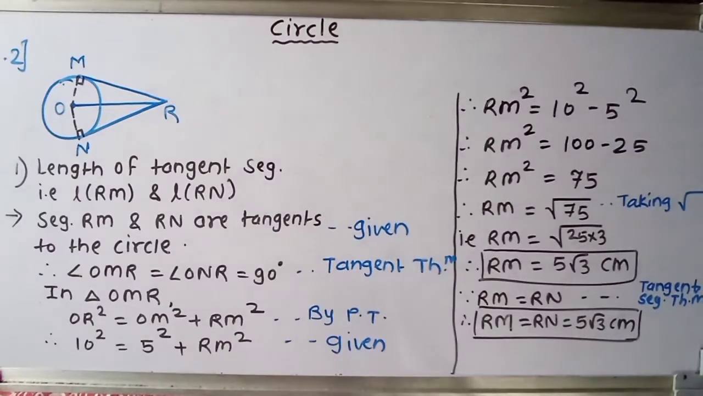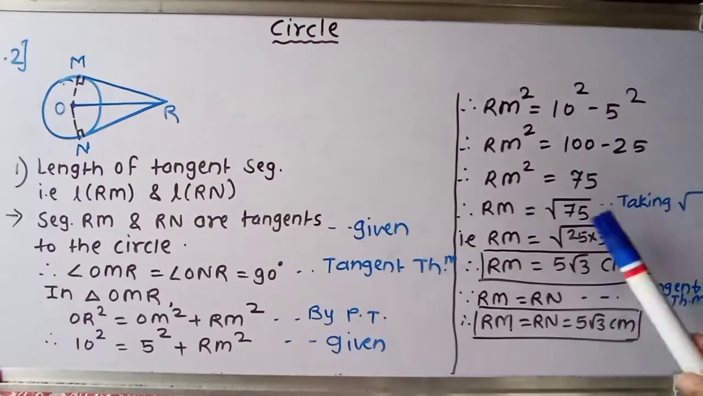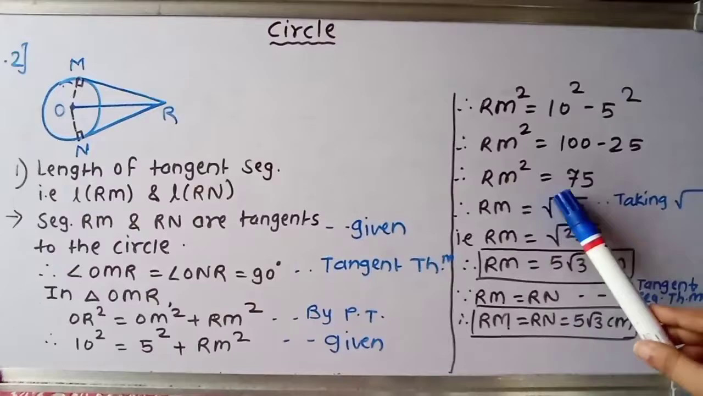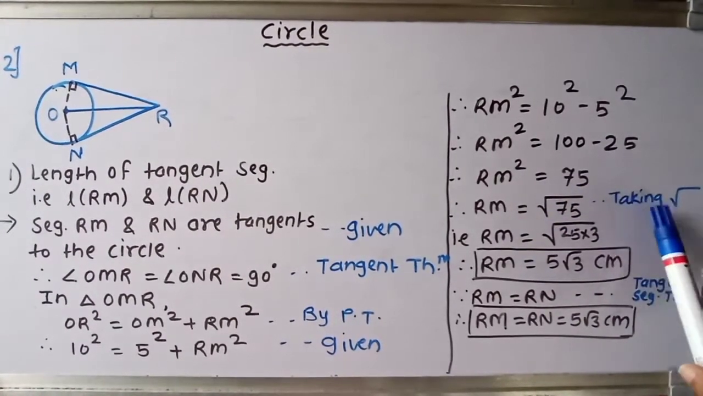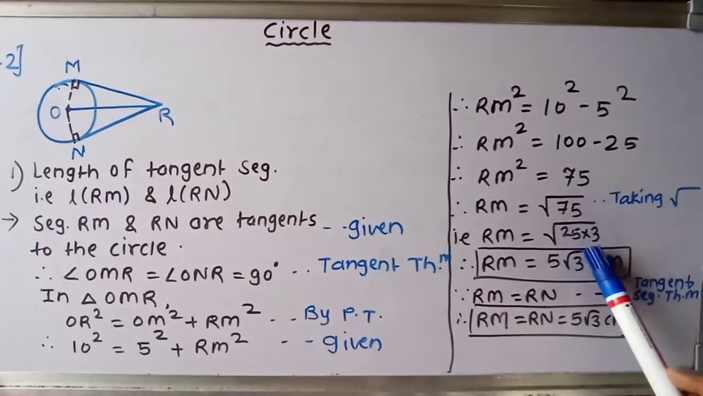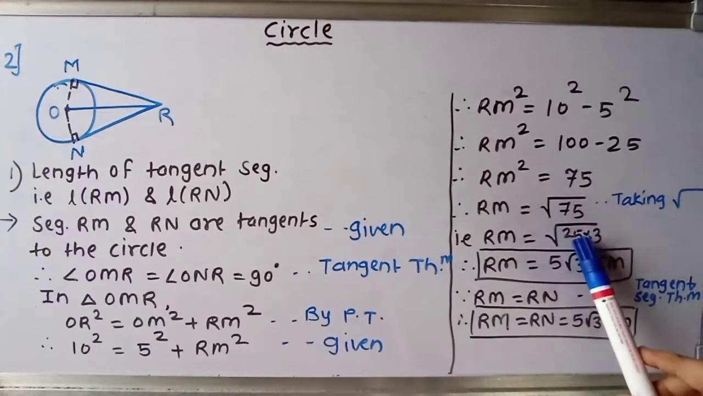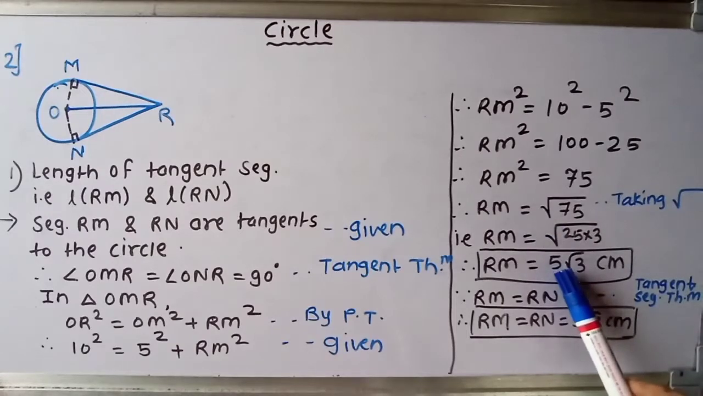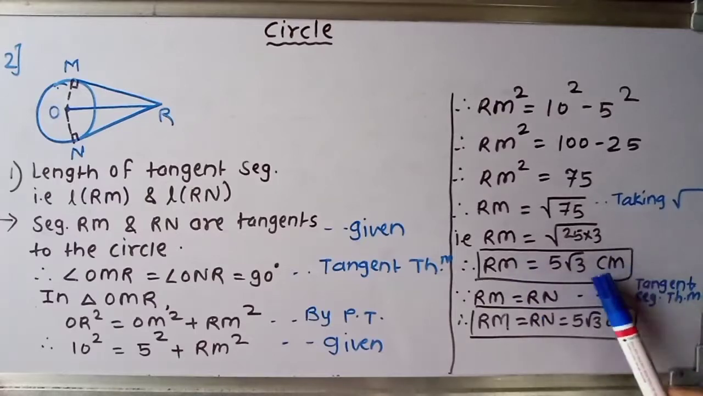So solve the further equations. RM squared is equal to 100 minus 25. So you will get RM squared is equal to 75. Now take the square root on both sides. So you will get RM is equal to square root of 75. Now split this 75 into 25 times 3, and take the 25 outside the square root. So you will get 5 root 3. So the length of RM is 5 root 3 centimeters.